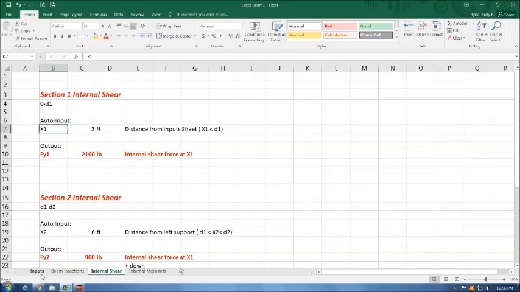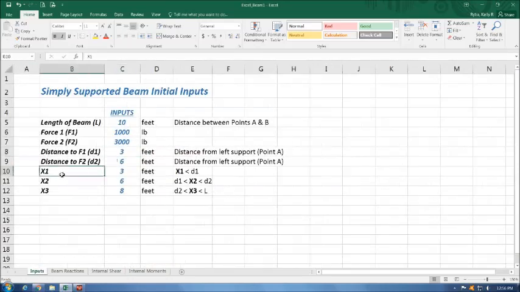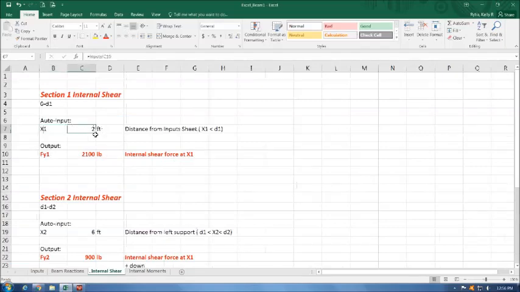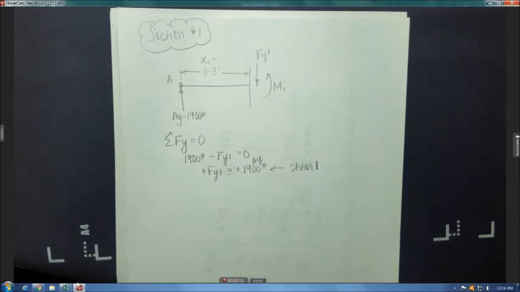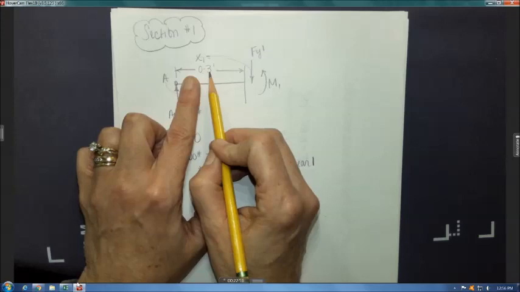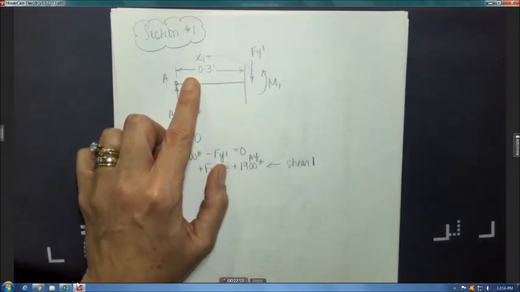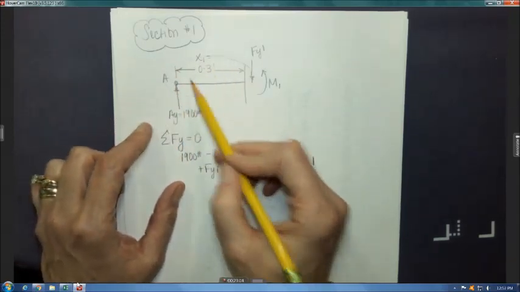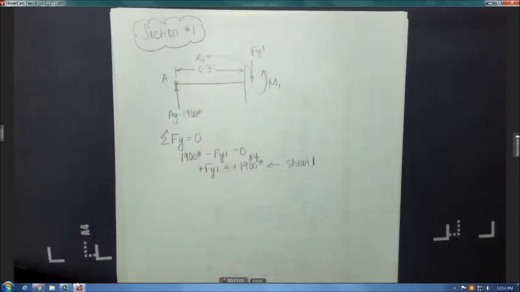And that x1 comes from the input here. x1 is one of the ones that I added additionally. Remember, x1 has to be less than D1, so I could put 2 in here, and you'll notice that it updates over here as long as it's less than whatever my D1 is. I'm in that range, right between here. So I can have a number anywhere from 0 to 3. It can be 1.5, 1.2, or 0.3, as long as it's in that range, because that represents that first section.